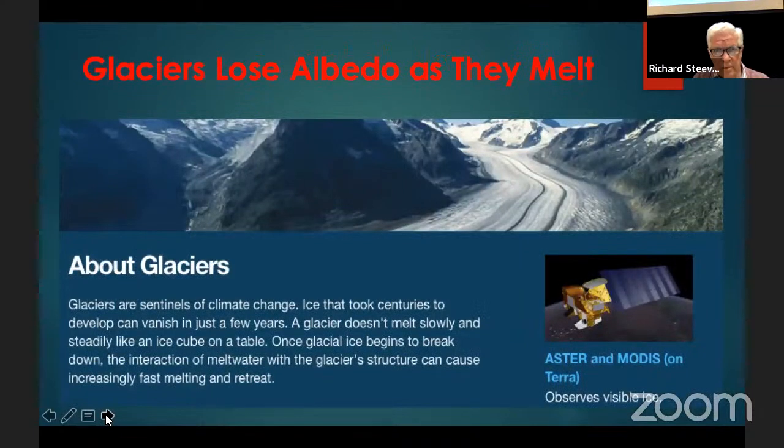And we come to another view. If you want to look up glaciers online, they have this nice photograph. It's not sure where it's taken, but it's pretty impressive. And it makes the point that they lose albedo as they melt because they pick up all this grit from the rocks. I'll give you a little personal story about it.